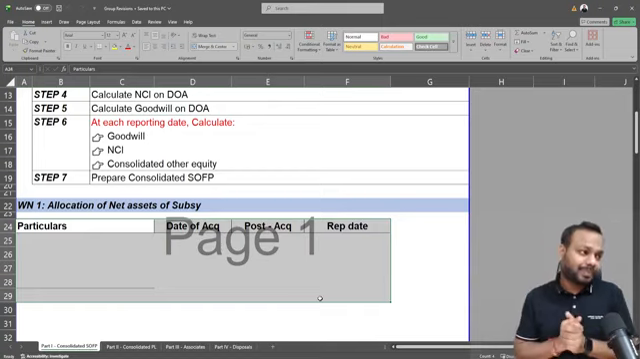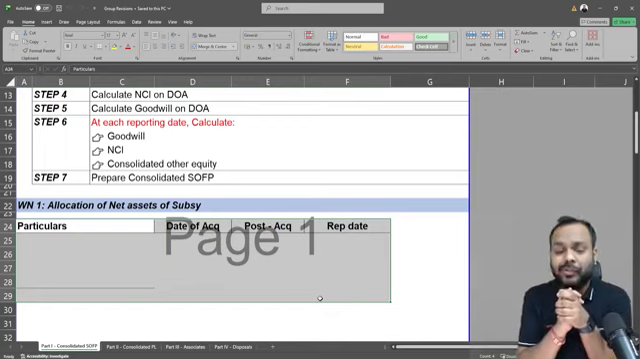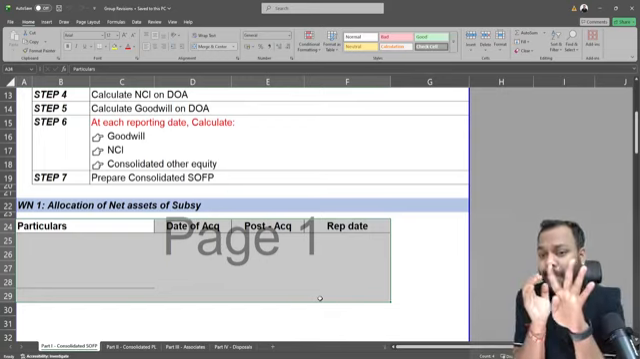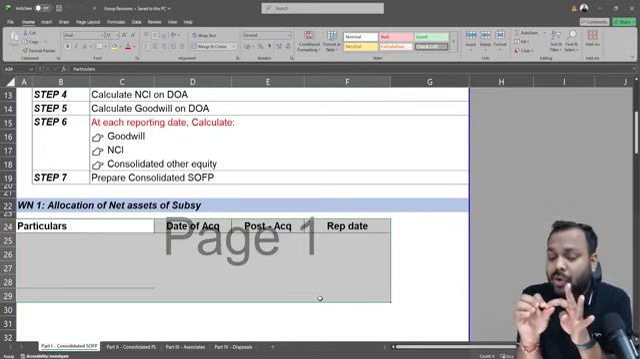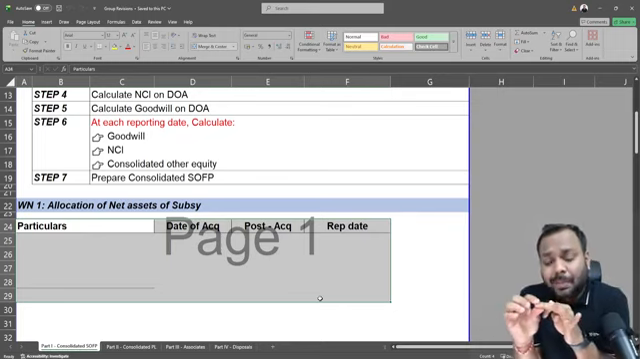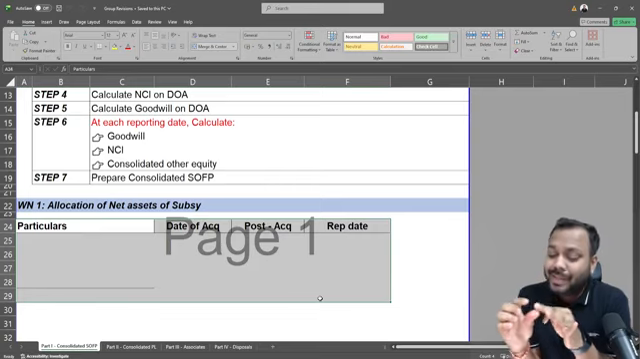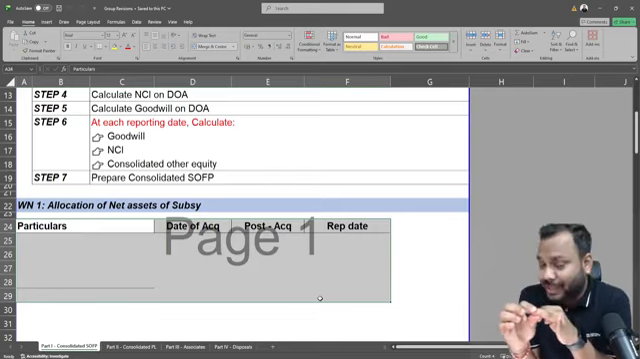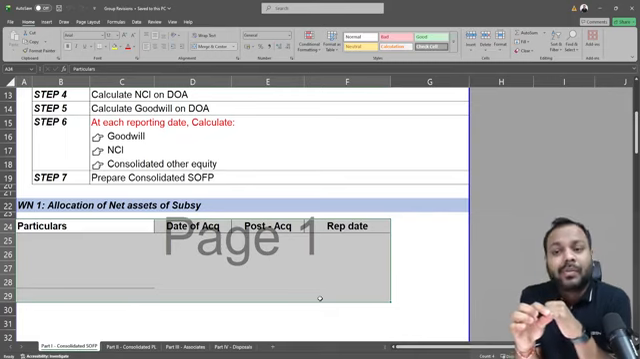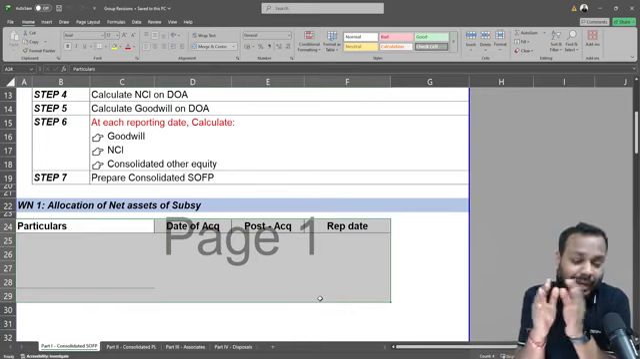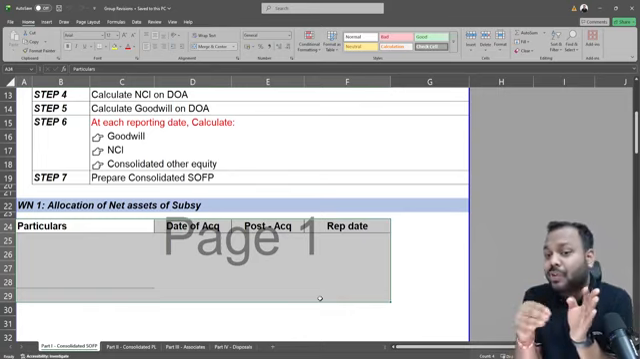Now this consolidated SOFP revision will be divided into four parts. First part will be for consolidated SOFP. Second part will be for consolidated P&L. Third part will be for associates. And fourth part will be for group disposals, that is disposal of subsidiaries. Today is part 1 for consolidated SOFP.